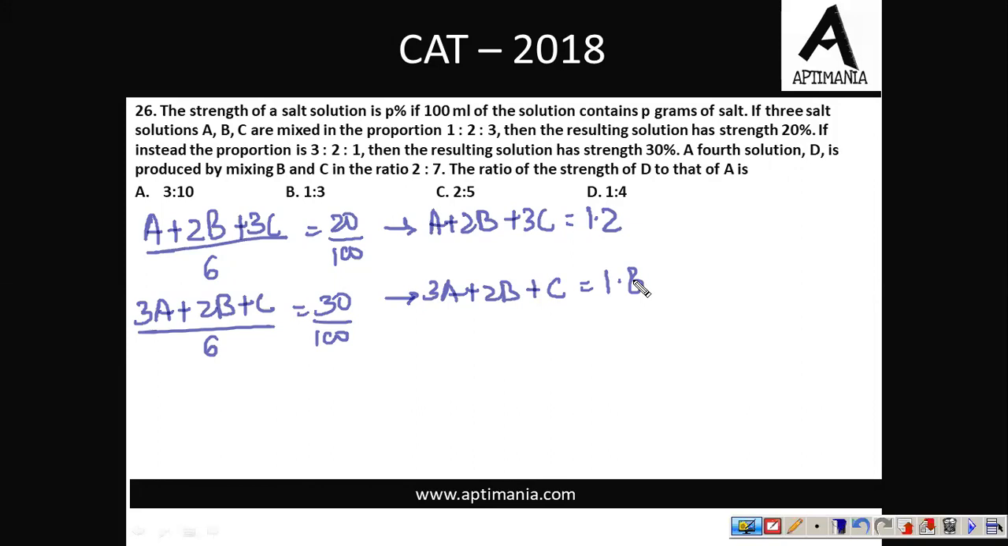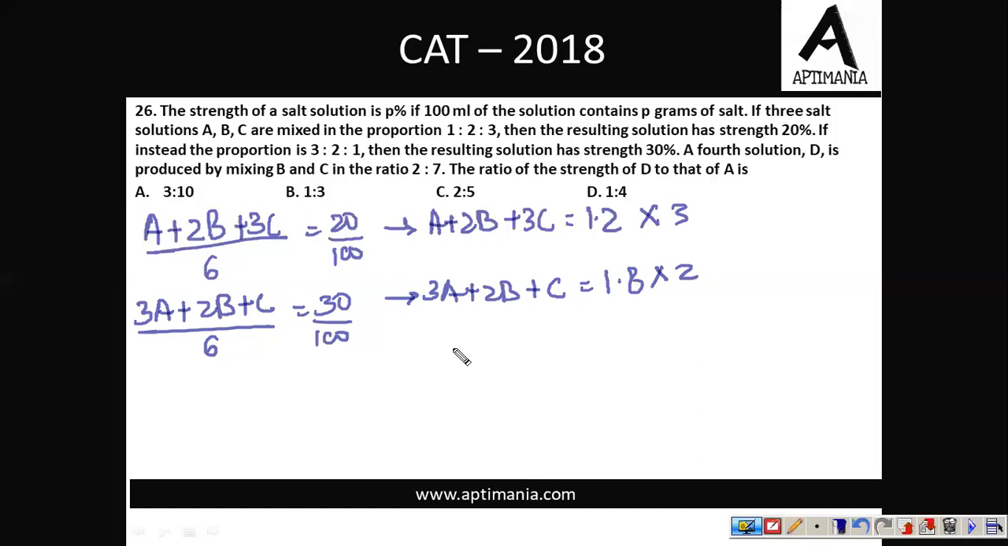Now what they have asked is a fourth solution D is produced by mixing B and C in the ratio 2:7. The ratio of D to A is asked. So before that, we'll try to get a relation between A, B, C from the two equations. I'll multiply this equation by 3 and I'll multiply this equation by 2, so the right hand side becomes equal.